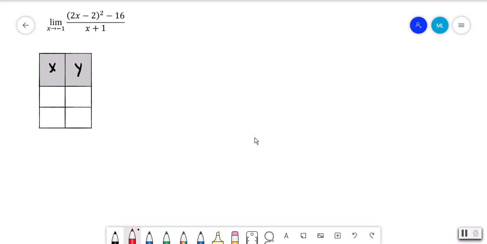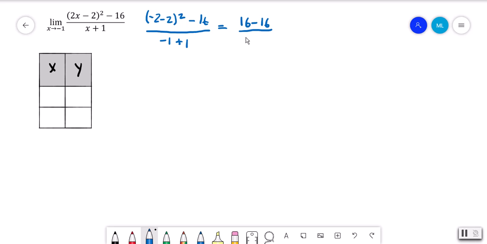Hello. In this video, I'm going to demonstrate a question that I got about how to solve the limit of an expression. Now, looking at this, if we were to simply plug in -1, we would see that you end up with -2. So you substitute that, you get (-2 minus 2) squared minus 16, all divided by -1 plus 1, which basically gives you (-4) squared, which is 16, minus 16, divided by 0. So we end up with just 0 over 0, which is indeterminate form.